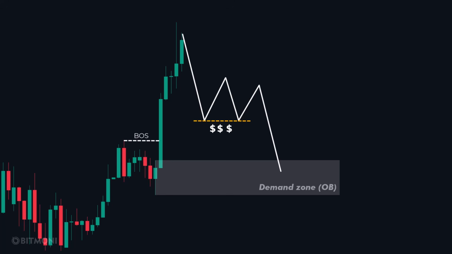After this happens, we can confidently look for long entries, such as placing a buy limit order directly at our demand zone or scaling down to lower time frames to look for more confirmations.